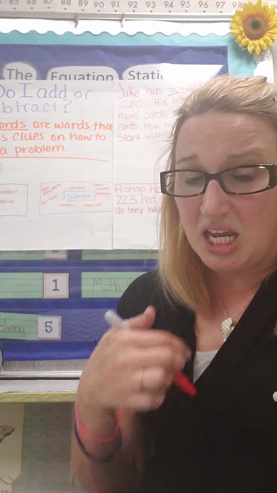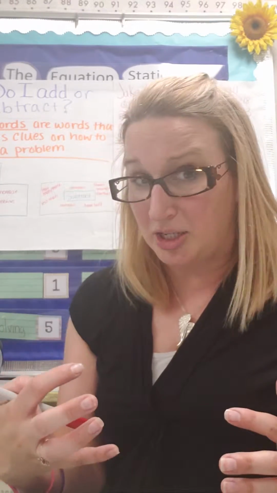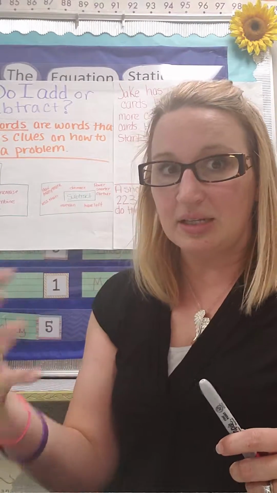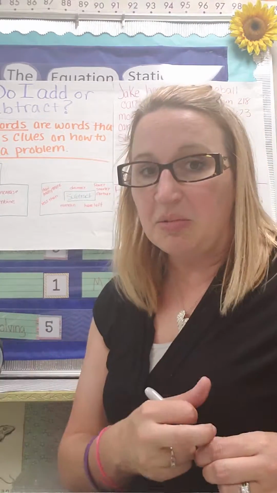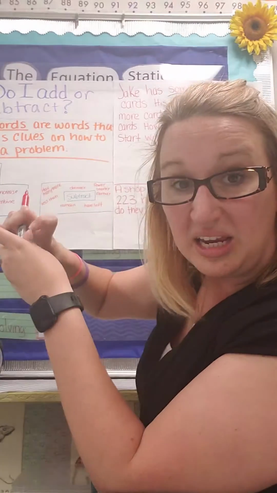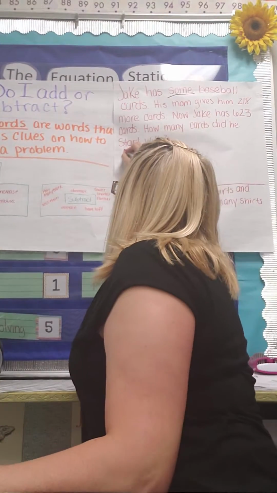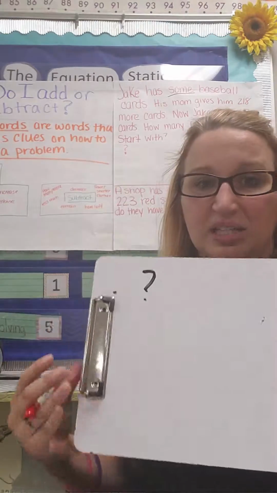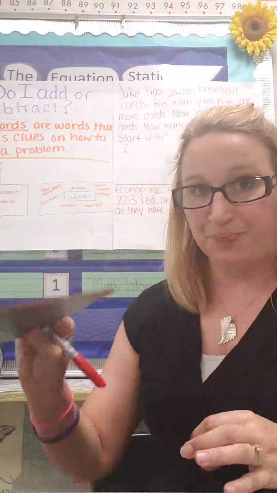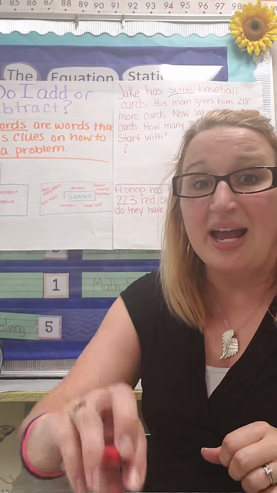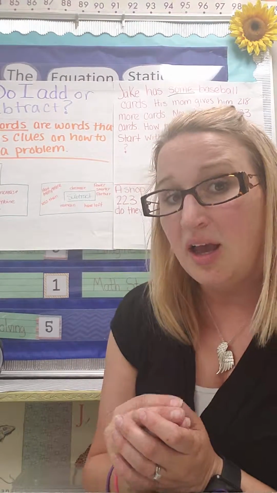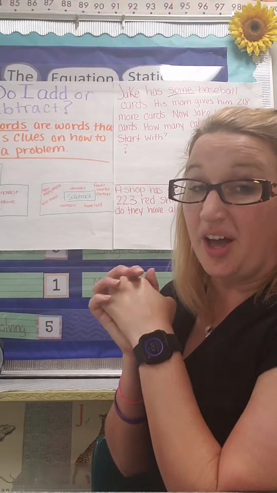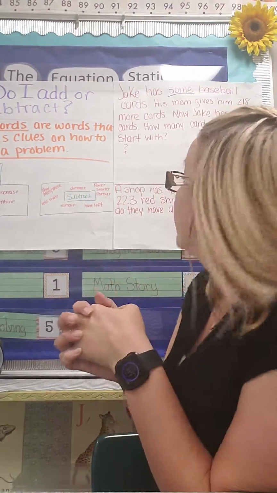As I'm thinking, I'm just going to jot down some notes, just like in reading. As we think about things and as we're wondering some things, I'm going to jot down some notes. So I'm already going to start with a question mark. So he has some baseball cards. Okay. Let's read on. Let's find out what other clues we can find.